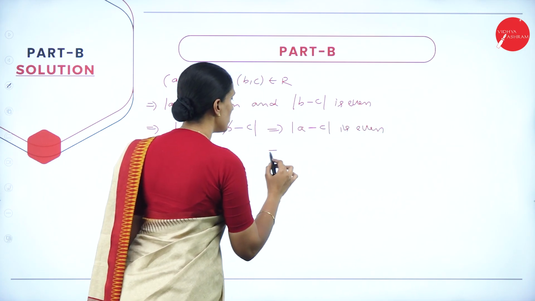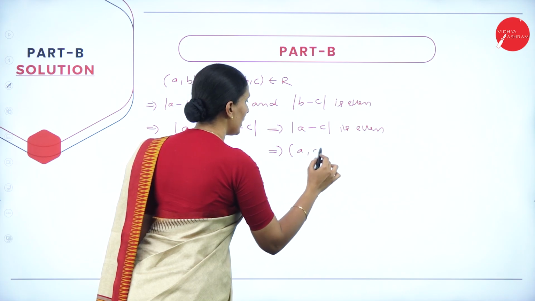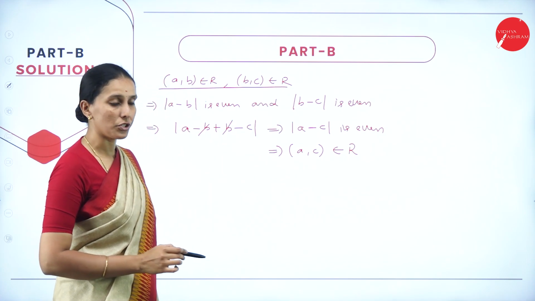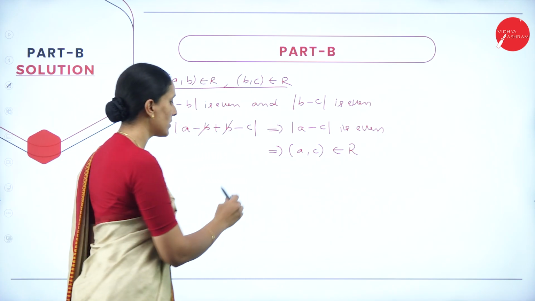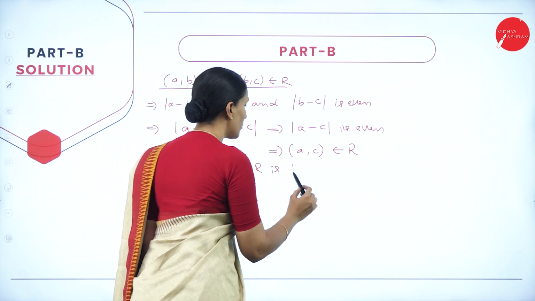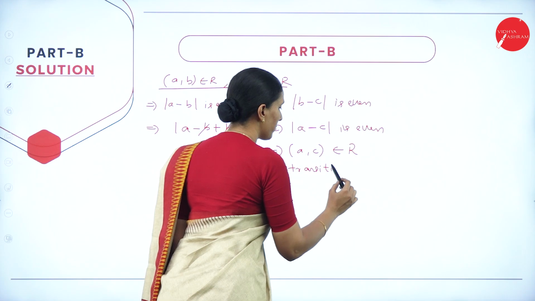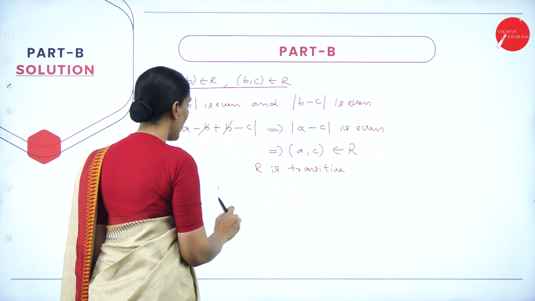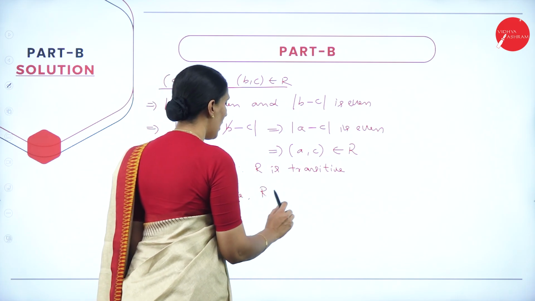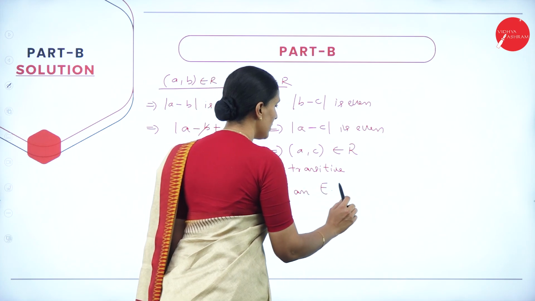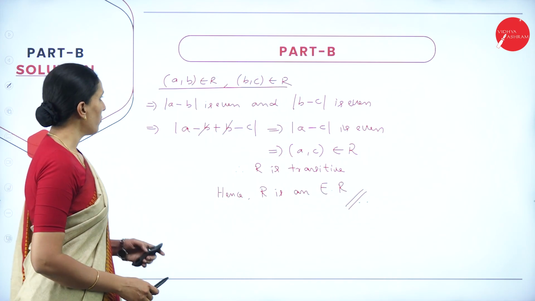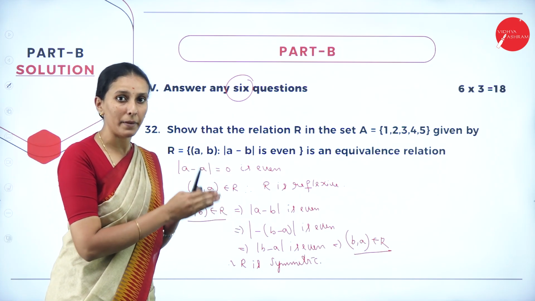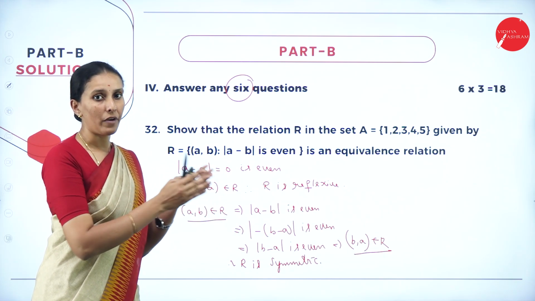Now according to the condition, if |a minus c| is even, then (a, c) should be in R. So for any a, b, c satisfying the condition, we are getting (a, c) belongs to R. So therefore we conclude R is transitive. Now we have R is reflexive, R is symmetric and R is transitive. So hence R is an equivalence relation. So therefore now you can see here question number 32 will be from the chapter relations and functions, and it is basically a question from equivalence relation.